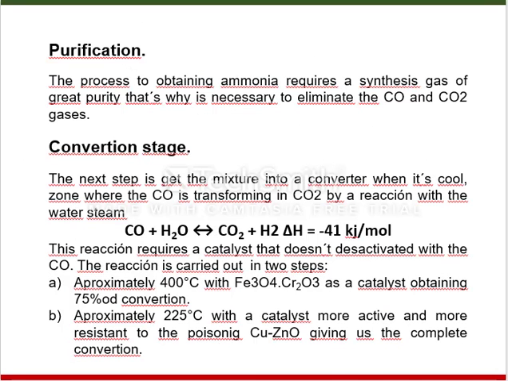The next step is purification. The process to obtain ammonia requires a synthesis gas of great purity, that is why it is necessary to eliminate the CO and CO2 gases. Conversion stage. The next step is to get the mixture into a converter in a cool zone where the CO is transformed into CO2 by a reaction with the water steam. This reaction requires a catalyst that doesn't deactivate with the CO, and the reaction is carried out in two steps.